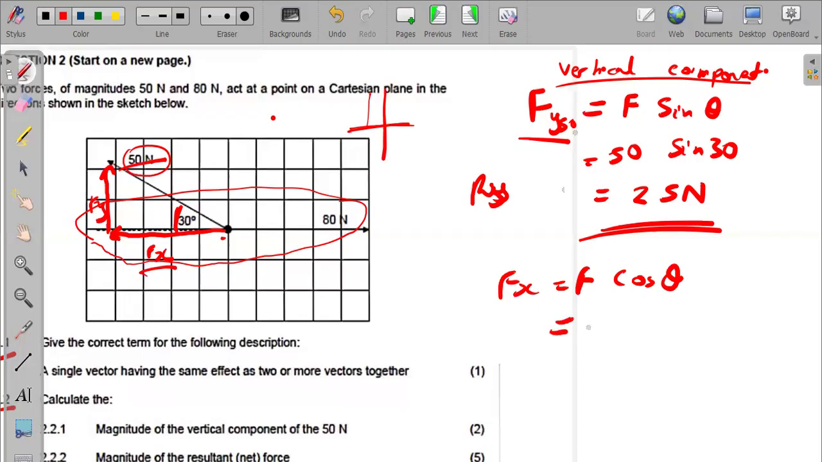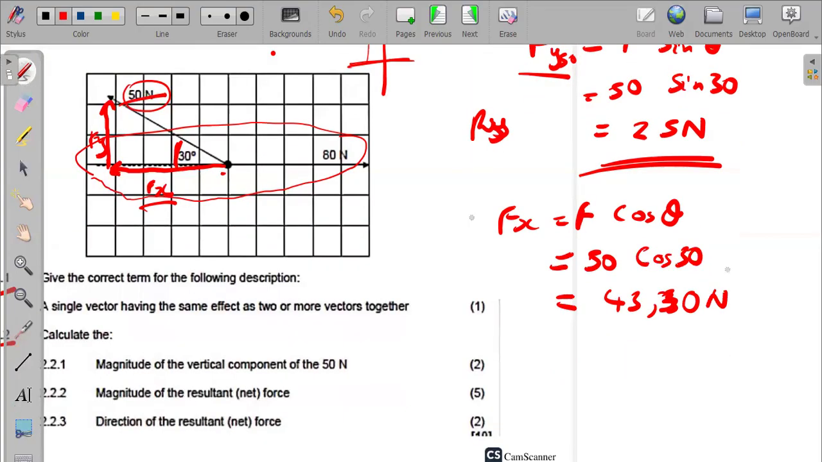So we can simply say 50 that we already have multiplied by cos 30, right? So 50 times cos 30 gives us 43.30270192, that is 43.30 to two decimal places, which is the same as 43.3 Newton. Right.